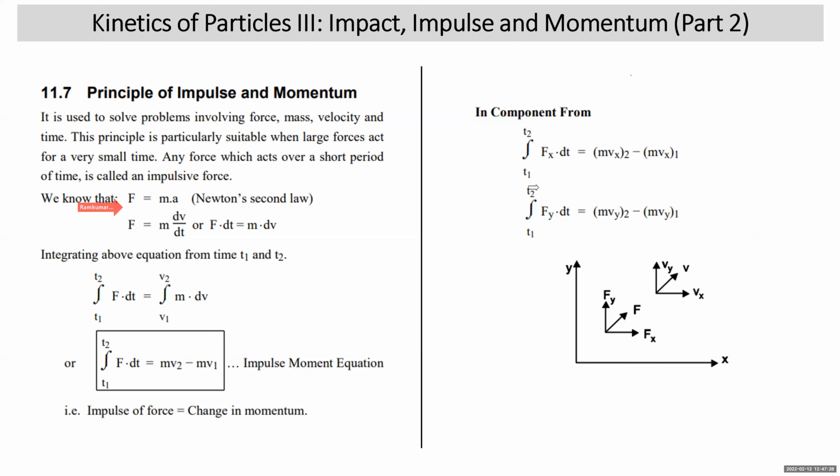The impulse momentum principle can also be written in component form because V2 and V1 are the resultant velocities of the body. In the impulse momentum principle, we consider one body at a time, whereas in the previous impact problems, both bodies were participating simultaneously. In component form, the integral of Fx dt from t1 to t2 equals m Vx2 minus m Vx1. Similarly, the integral of Fy dt from t1 to t2 equals m Vy2 minus m Vy1. All right. So here the same thing has been shown: the impulse momentum principle, with the force in component form and the velocity in component form.